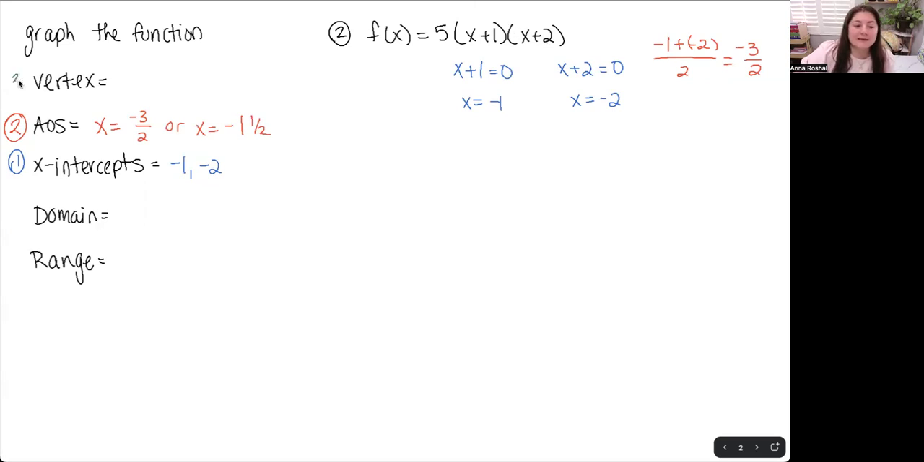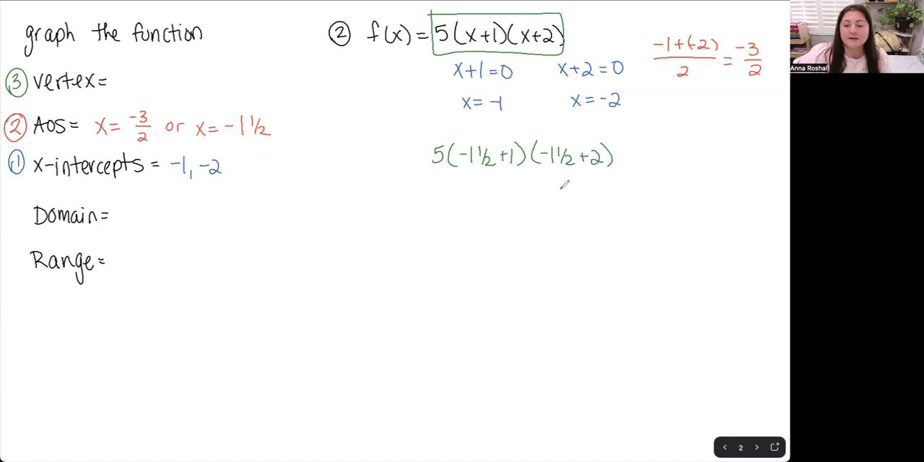My last thing in here that I'm going to do is find my vertex. So in order to find my vertex, I'm going to replace both of my x's with this -1.5. So I'm going to say, okay, 5 times -1.5 plus 1 times -1.5 plus 2. So this one is basic because I know 2 minus 1 is 1, and then minus another half is a half.